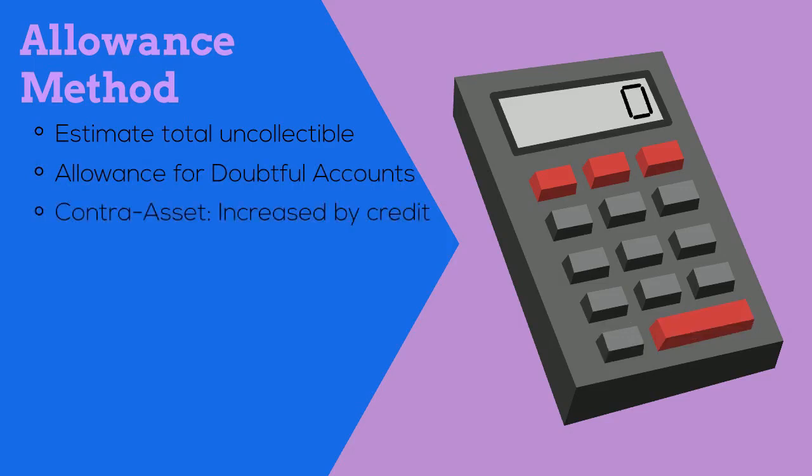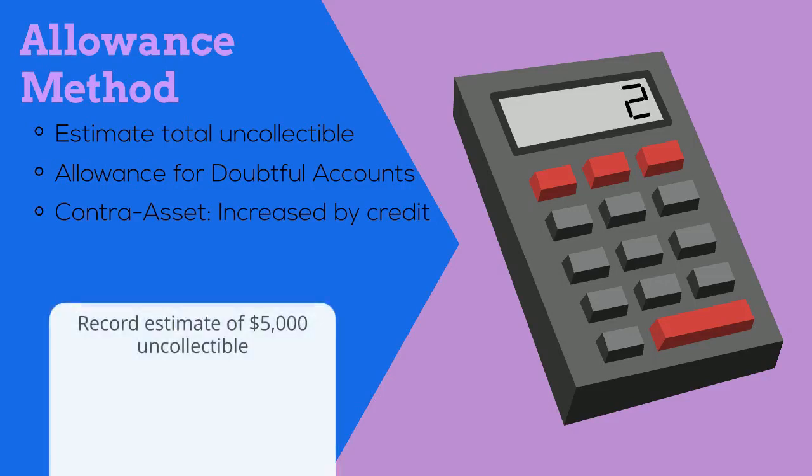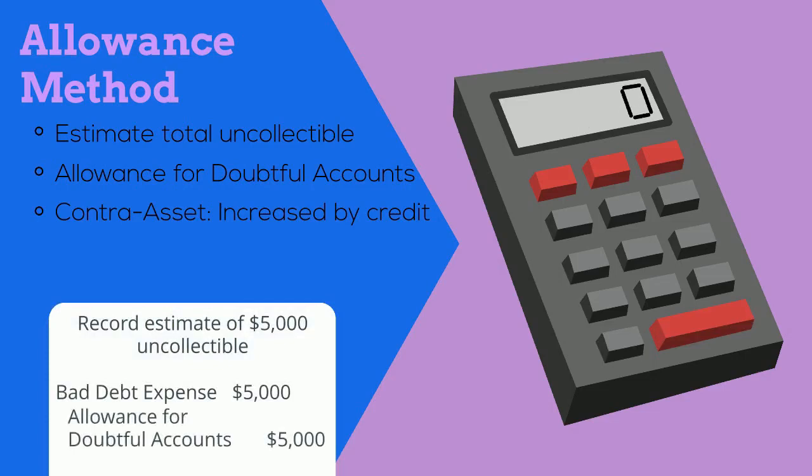We would set up an account for this amount that we think will be uncollectible, called allowance for doubtful accounts. This is a contra asset. Therefore, it is increased by a credit. We would make an entry to debit bad debt expense for $5,000 and credit allowance for doubtful accounts for $5,000. The difference between the balance in accounts receivable and the balance in allowance for doubtful accounts is called net receivables. This amount is how much we expect to actually be paid.